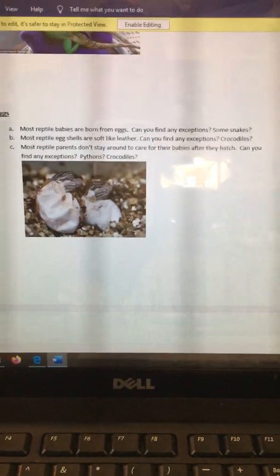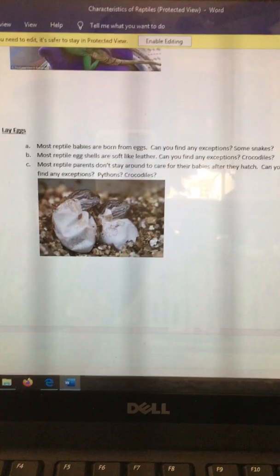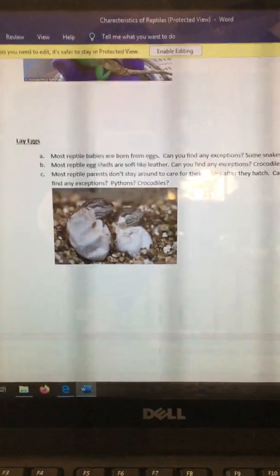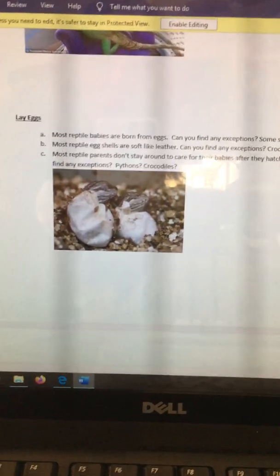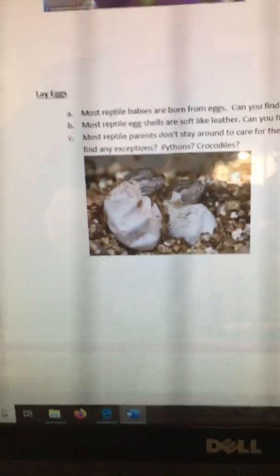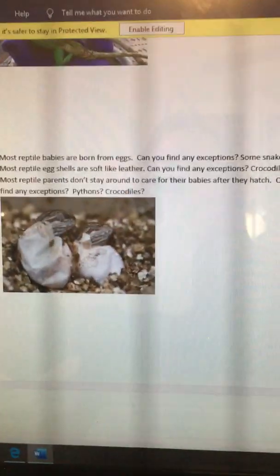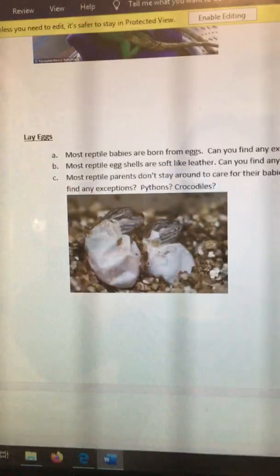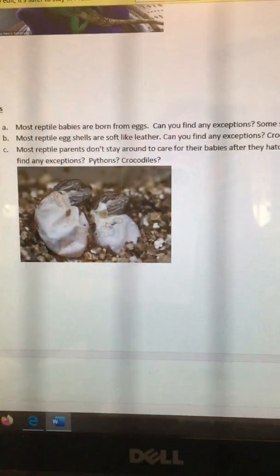All right, so yeah, most reptile babies come from eggs. Now there are some exceptions. Some snakes, I read about. Can you find those? Can you discover which ones are actually not born from eggs? And then if you think about the eggs themselves, which we just saw over here, most reptile eggshells are soft, like leather. But there are some exceptions to that too. Crocodiles, huh? I read they have hard eggs.